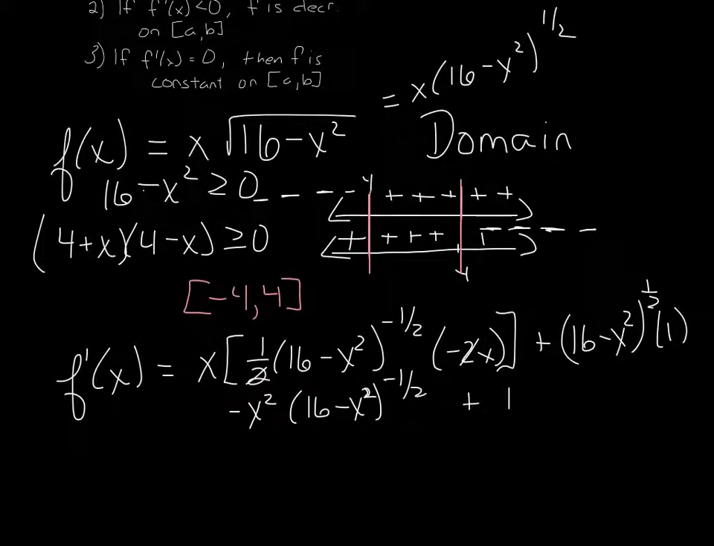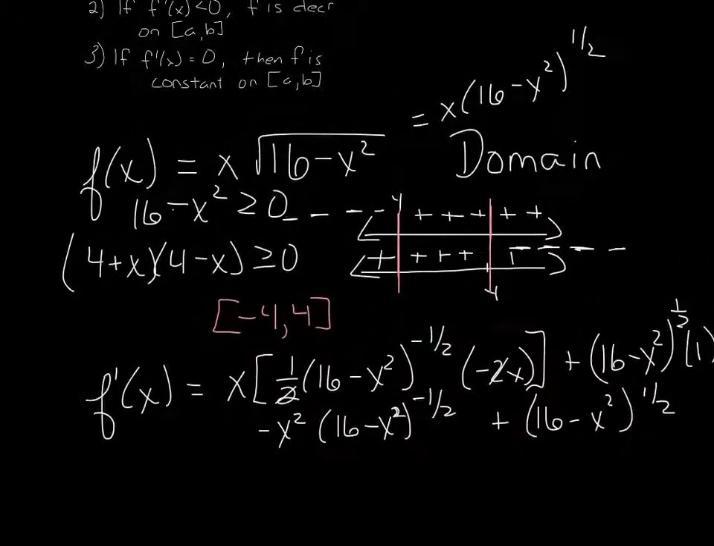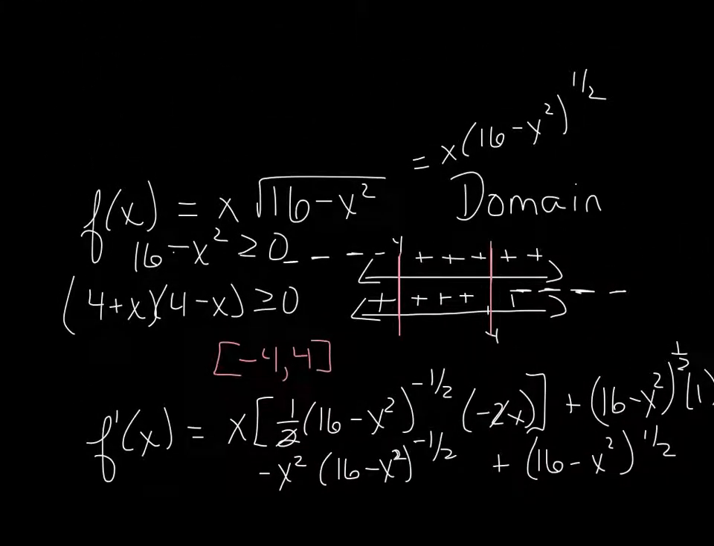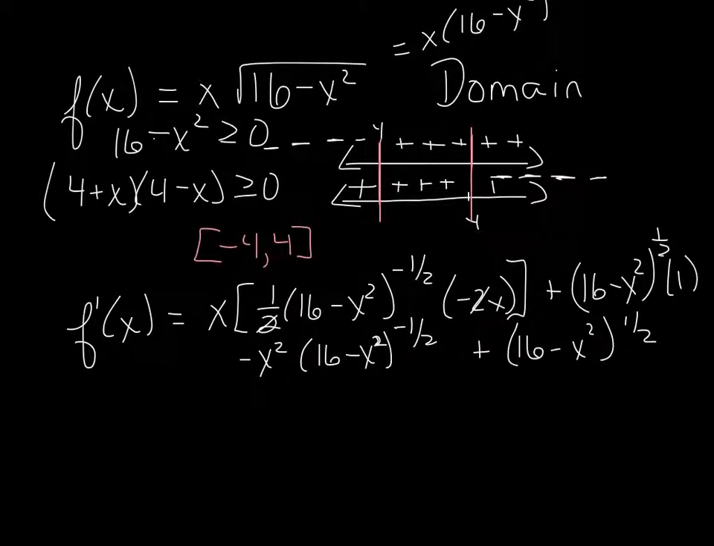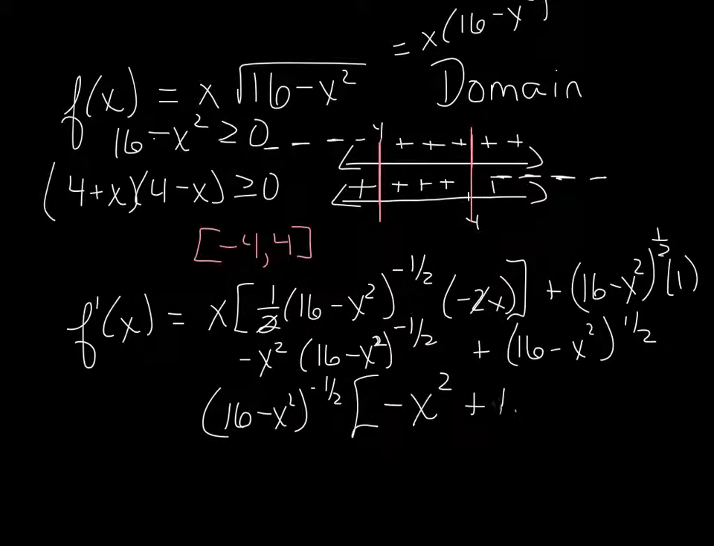Plus 16 minus x squared to the 1/2. Now I want to get rid of that. Factor out the common factor, and that's the lowest exponent. We will in a minute when I simplify it. So we're going to take out a 16 minus x squared to the -1/2, and I'm left with -x squared plus 16 minus x squared.